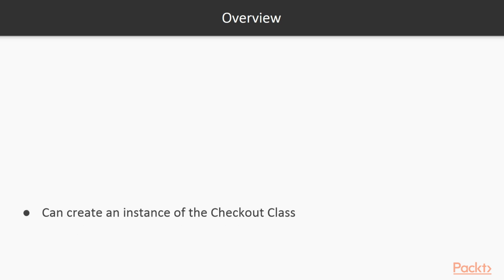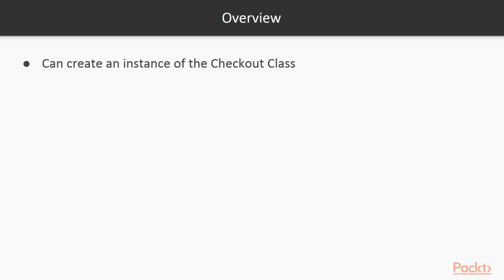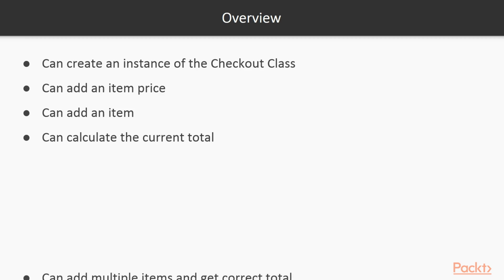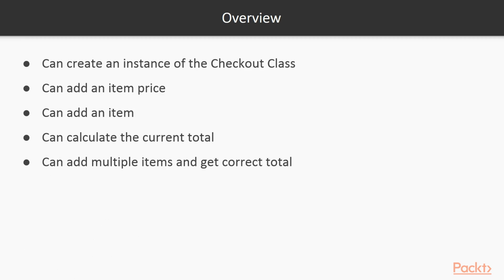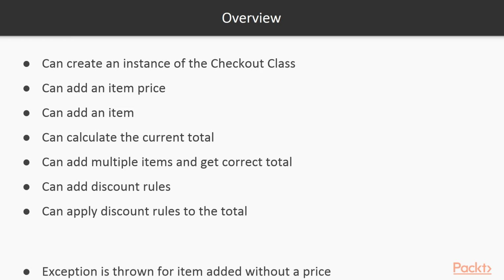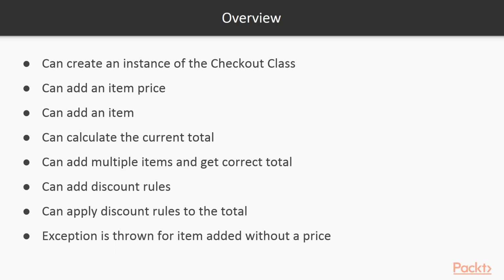The first and simplest test case is for creating an instance of the checkout class. Next is the ability to add an item price, then adding an individual item to the list of checkout items, then calculating the current total, then adding multiple items and getting the correct total. Then the class needs the ability to add discount rules. Then the class needs to be able to apply the discount rules when calculating the total. And lastly, the class needs to throw an exception when an item is added that doesn't have a defined price.